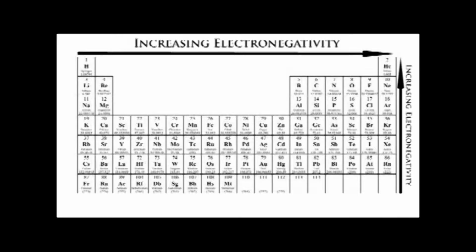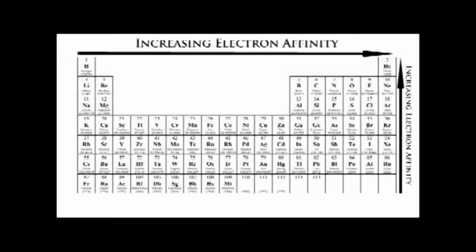Pattern number 4 is that from left to right across a period of elements, electronegativity increases. And from top to bottom down a group, electronegativity decreases. Pattern number 5 is that the ionization energy of the elements within a period generally increases from left to right. The ionization energy of the elements within a group generally decreases from top to bottom.